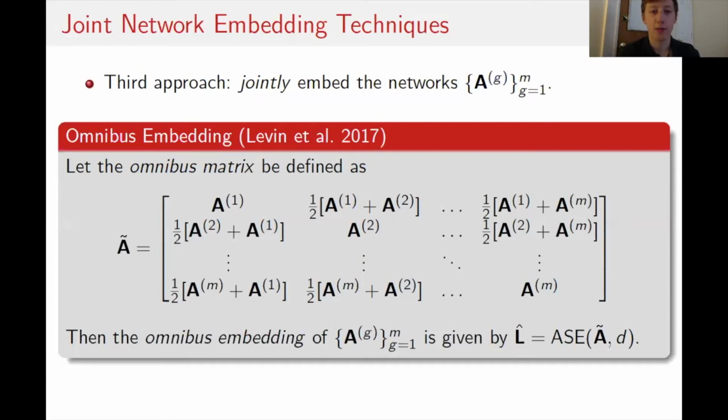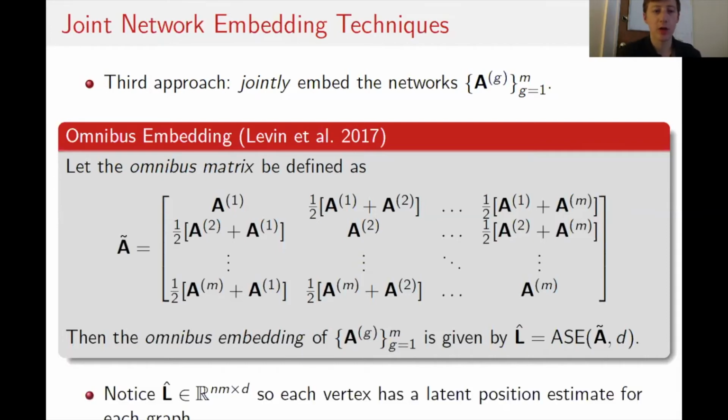So the omnibus matrix, which we'll denote as A tilde, is this large block matrix where the main diagonal has each one of these random adjacency matrices and the off diagonal has the average of the ith and the jth random adjacency matrix. And then we say the omnibus embedding of this collection of graphs is given by the ASE of A tilde, and we'll denote that as L hat.